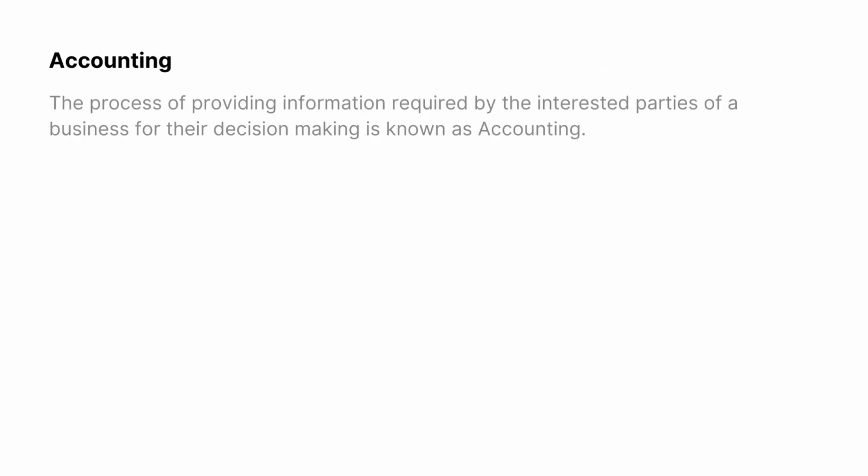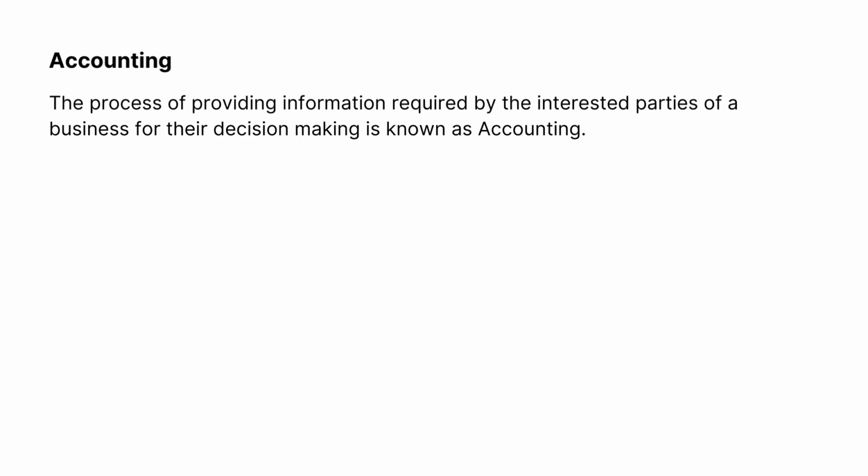So what is accounting? Accounting can be explained as the process of providing information to the interested parties of a business for their decision making. Financial information is very important in decision-making in a business. Accounting provides financial information, so accounting is called financial accounting.